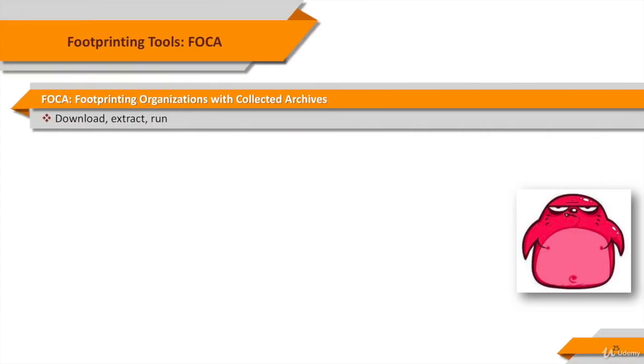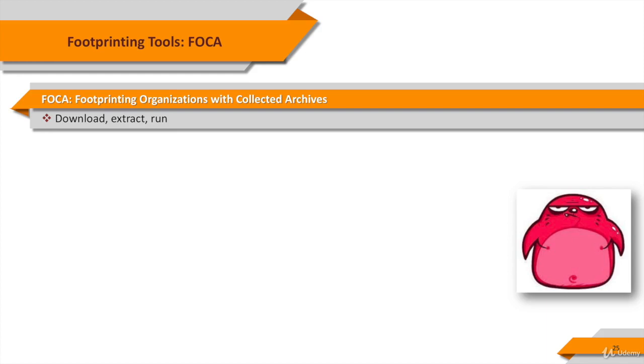FOCA, Fingerprinting Organizations with Collected Archives, is a tool used mainly to find metadata and hidden information in the documents it scans. These documents may be on web pages and can be downloaded and analyzed with FOCA. It's capable of analyzing a wide variety of documents, with the most common being Microsoft Office, OpenOffice, or PDF files. These documents are searched for using three possible search engines: Google, Bing, and DuckDuckGo.